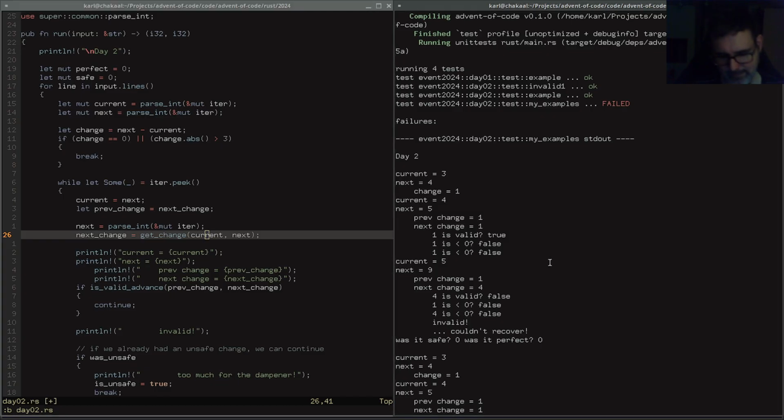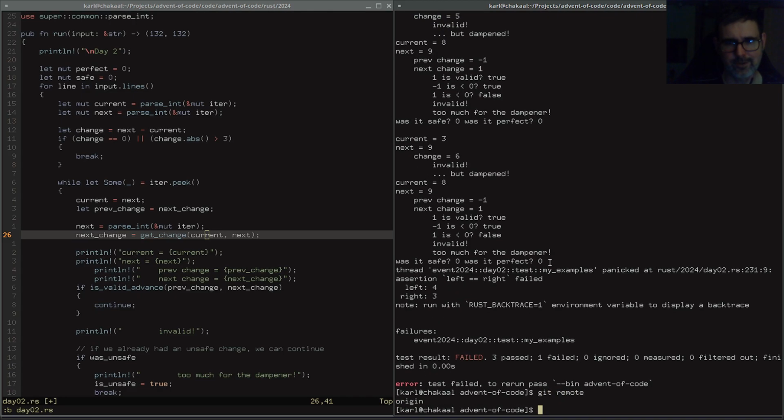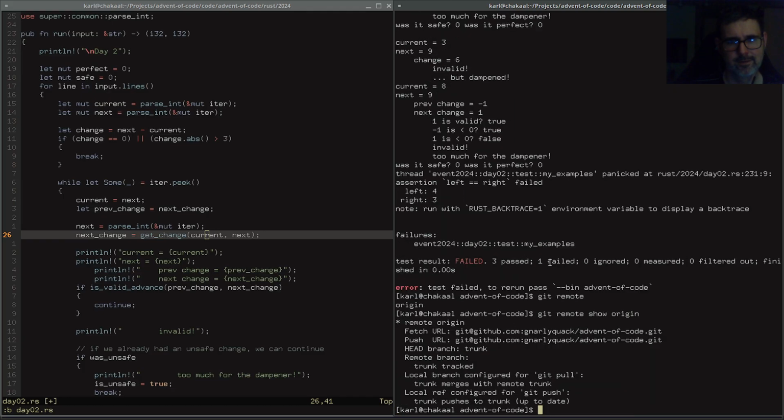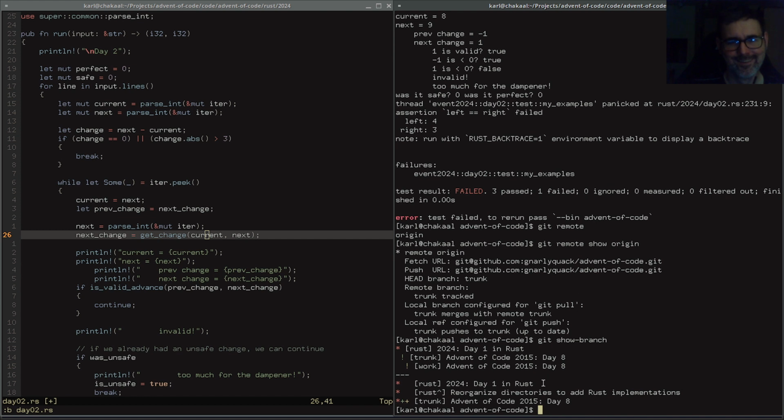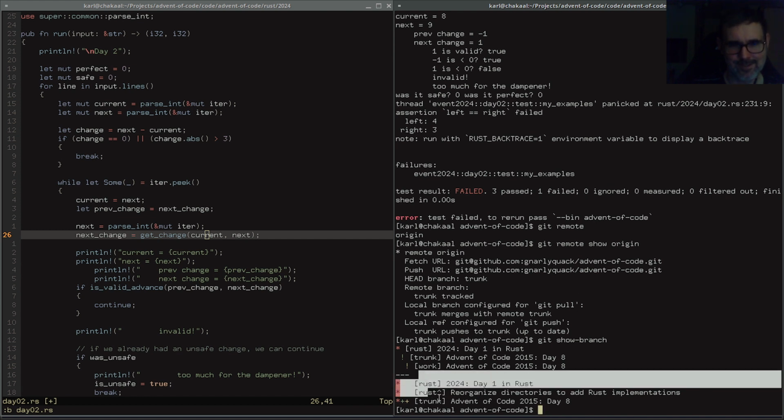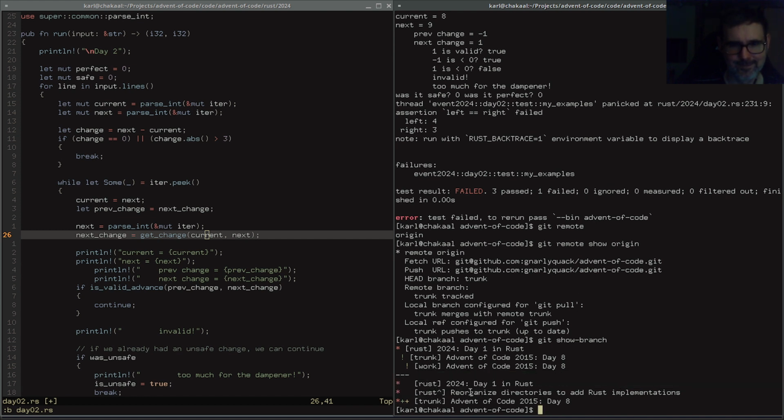Actually, I don't think I've even pushed up. So the only thing I think I have up on my GitHub repo are the first 8 problems from 2015. So I haven't put a lot up there. Yeah, I haven't pushed these up yet. So I can take out the 2024 inputs already.